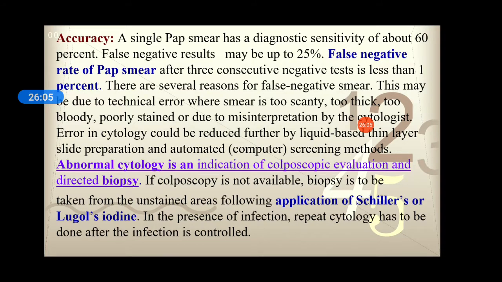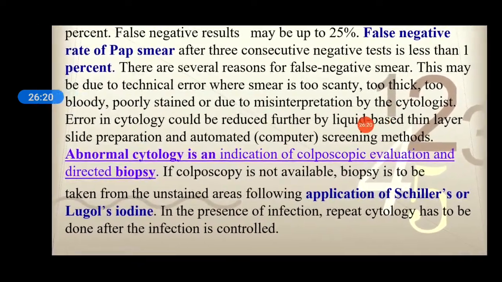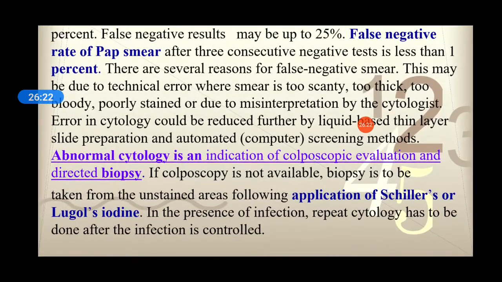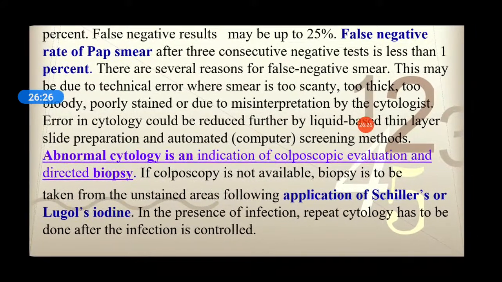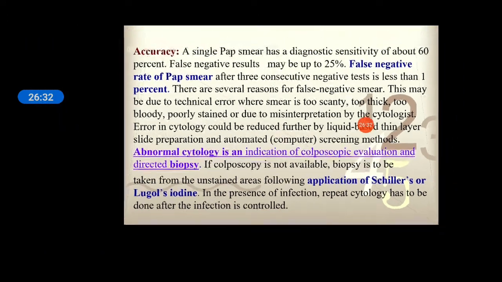With the help of a colposcope you can directly see the area, and if you find some abnormalities, that means a biopsy is to be taken from that area. If colposcopy is not available, biopsy is to be taken from the unstained areas following application of Schiller's or Lugol's iodine solution. In the presence of infection, repeat cytology has to be done after the infection is controlled.